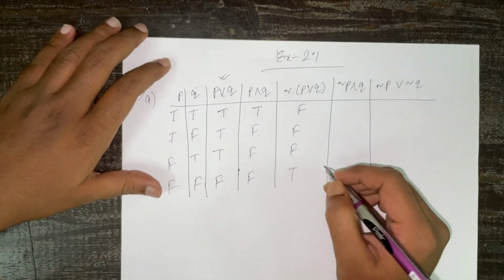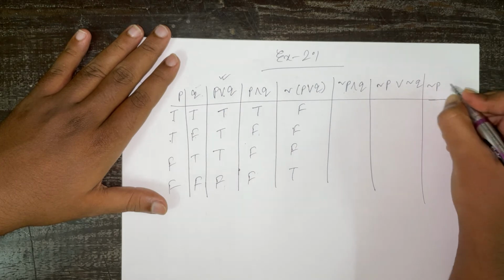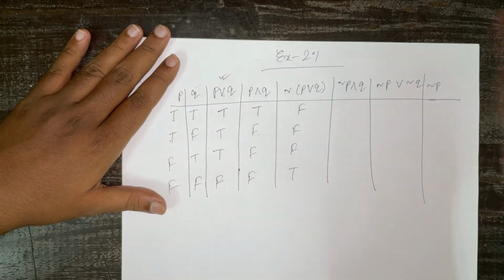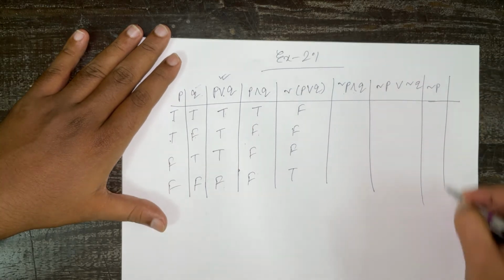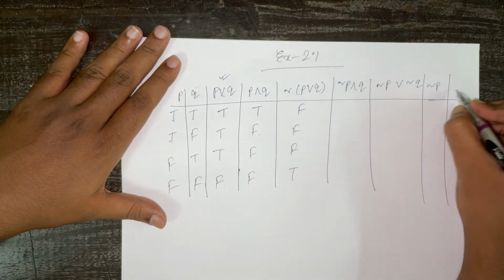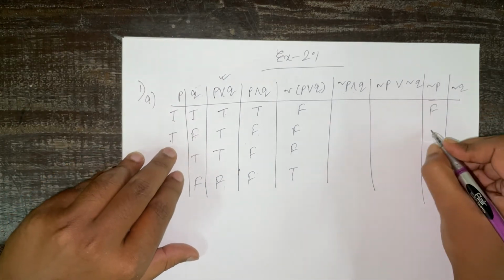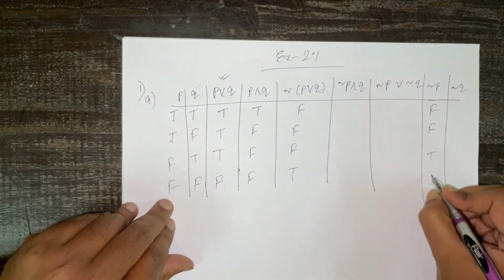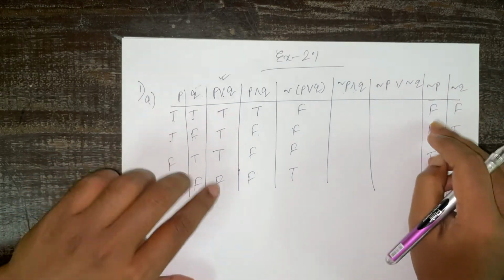So in order to make it easy, what you can do is just write one extra, add one here, or you can do it in your rough space. You can find one negation of p so that it becomes easy. Also find one negation of q because you will need it here. Okay, so what is negation of p? It will be false, this will be false, this will be true, this will be true. Here we are going to have a false, true, okay.